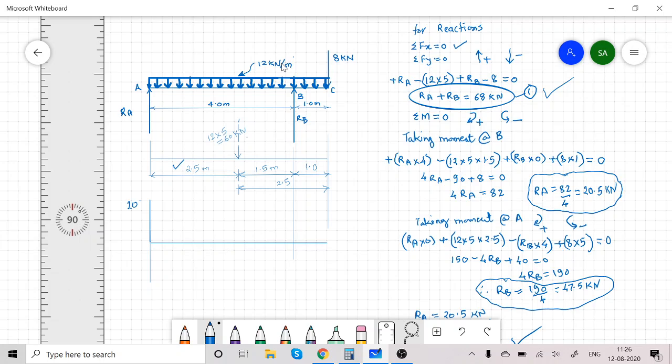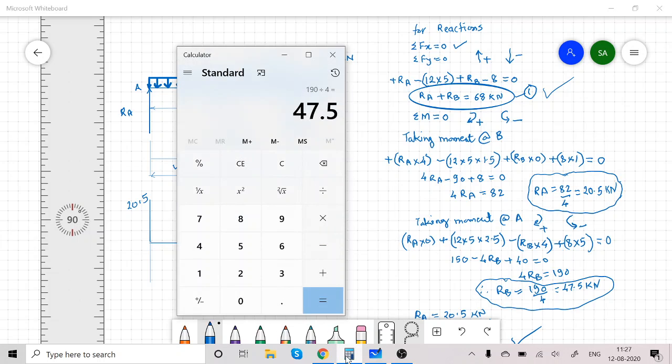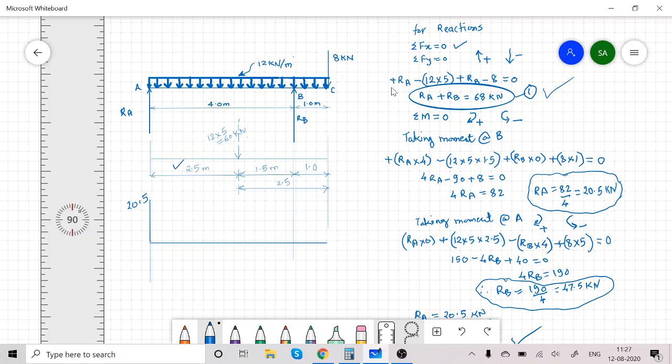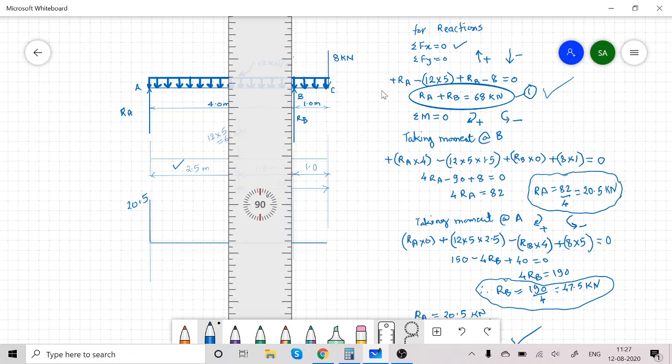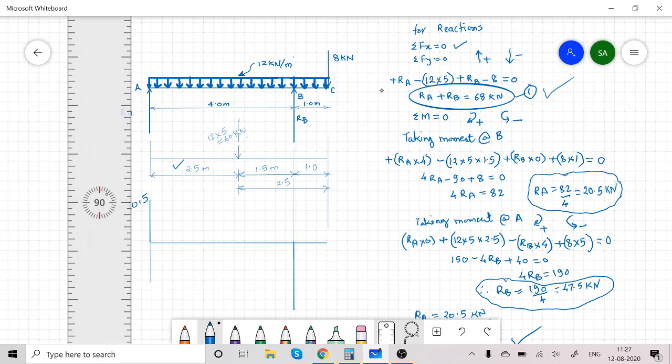This is 20.5, RA. Then from A to B for a length of 4 meter there is a gradual drop of 12 kilonewton per meter. So 20.5 is the reaction at A, 20.5 minus 12 into 4, that is 48. So I got 27.5 minus. So at B there is shear force 27.5.